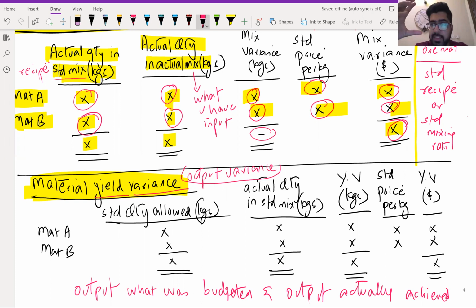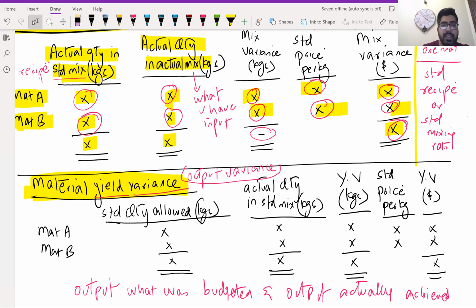Okay, mix variance. What input was recommended by the recipe, the standard mix, and the input you actually used. That's mix variance. Yield is the output variance: how much output was expected and how much output was actually achieved.